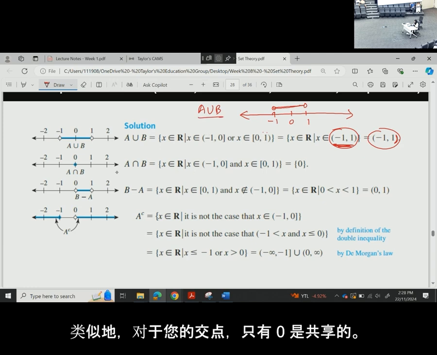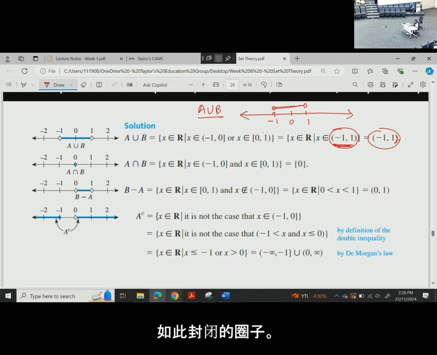Similarly, for your intersection, only 0 is shared, so a closed circle. Okay. For difference, again, your steps to find the difference will remain the same. Just show it on your number line. Okay.